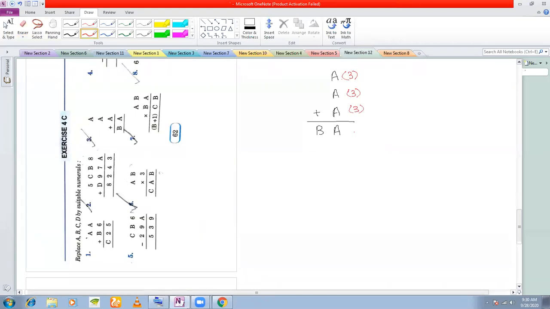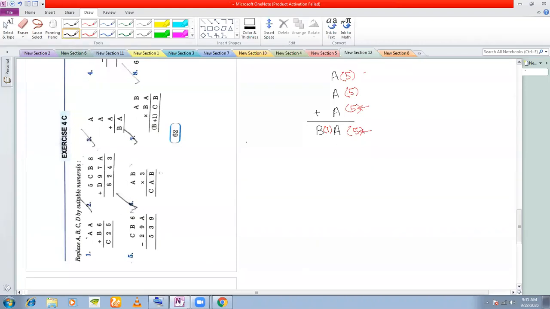3 plus 3 plus 3 will give you a 9. Again, this is not possible because A I have taken 3, and here A here I am getting as 9, which is not possible. You can try it with 4 also. What you will see here is that if you put A is equal to 5, then you will get 5 plus 5 plus 5 is 15. So you're getting a 5 here, and you're getting a 1 here. So when you have taken A is equal to 5, you're still getting A is equal to 5.